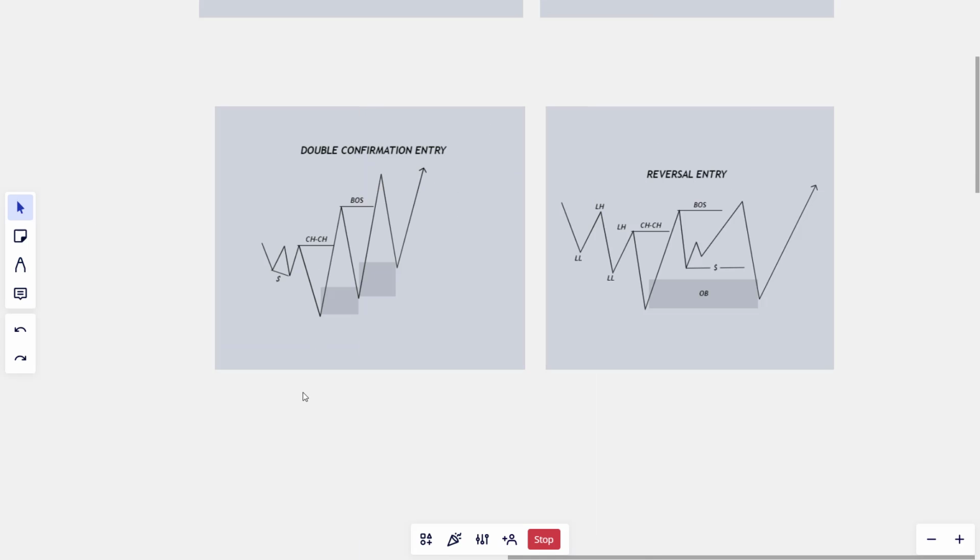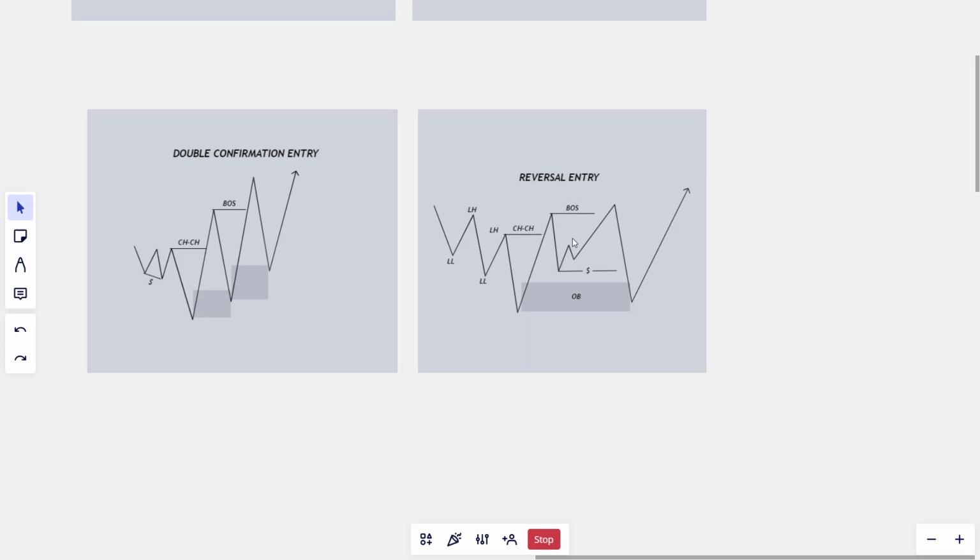And then here is our double confirmation entry. So price may clear these old lows right here, come and give us a change of character, boom, and then come back down, tap into an order block right here, and then go back up, give us a break of structure, and then from that break of structure, we come back down. This is our return to order block entry, our RTO entry. Price comes back down, taps into another order block to go back higher, boom. So this is our double confirmation entry.